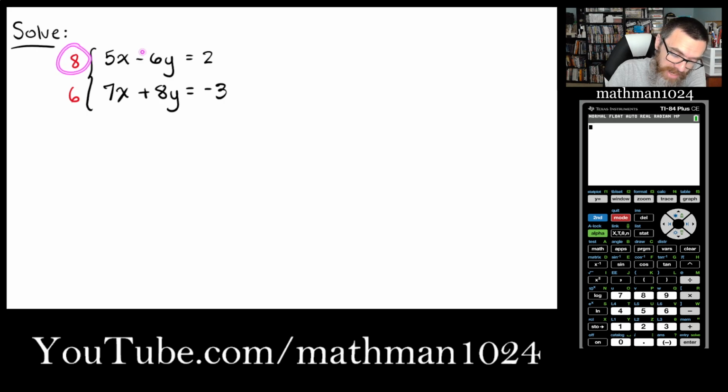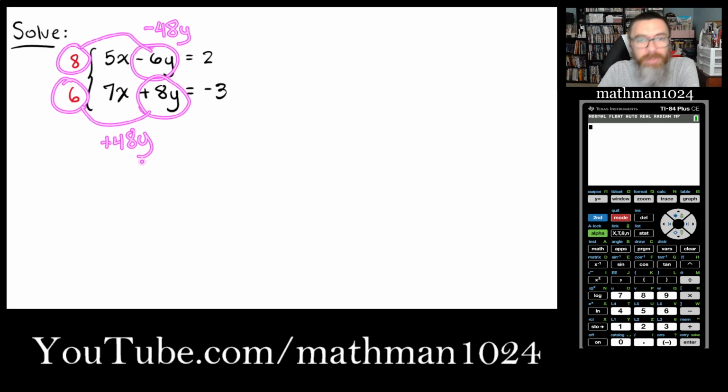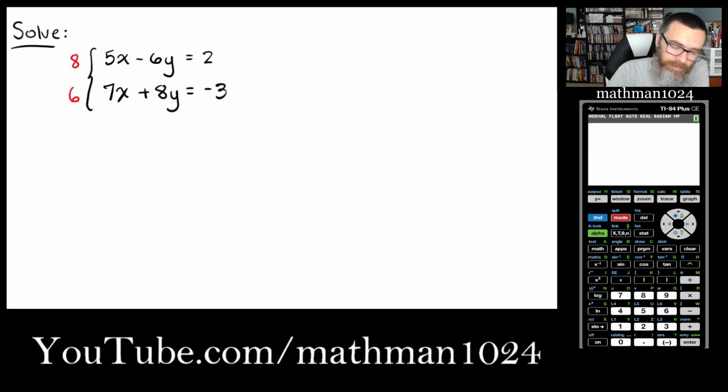When I do 8 times negative 6y, this gives me negative 48y. And when I do 6 times positive 8y, that gives me positive 48y. They're opposites and they're going to go away. But notice that 8 and 6 have a common factor of 2. If I reduce these by 2, giving me 4 and 3, it should still work out the same, just with smaller numbers. Because 4 times negative 6 is negative 24, and 3 times positive 8 is positive 24.